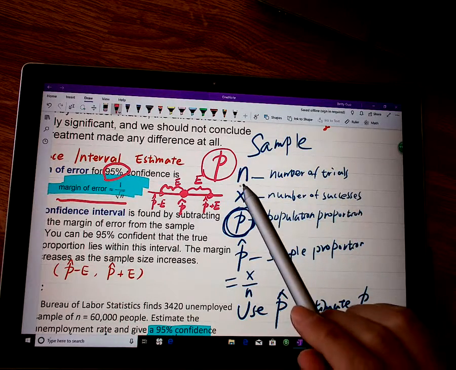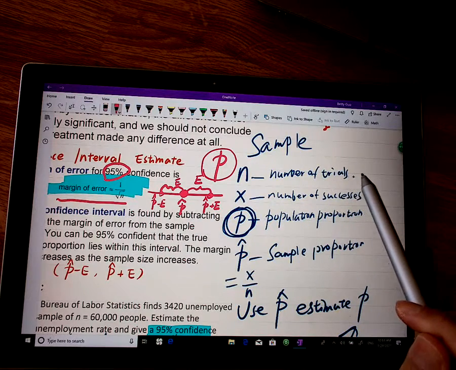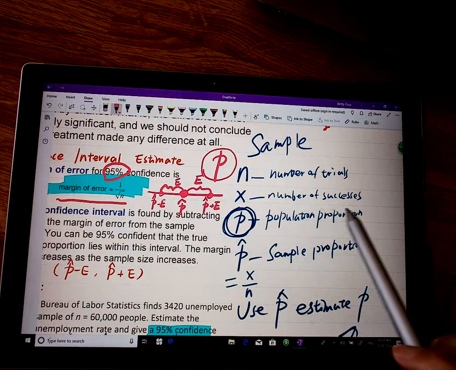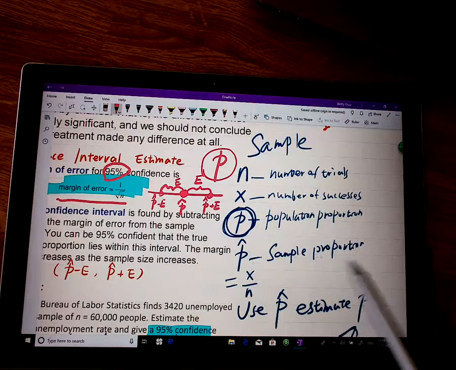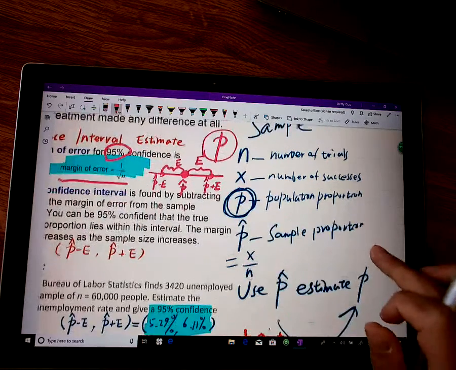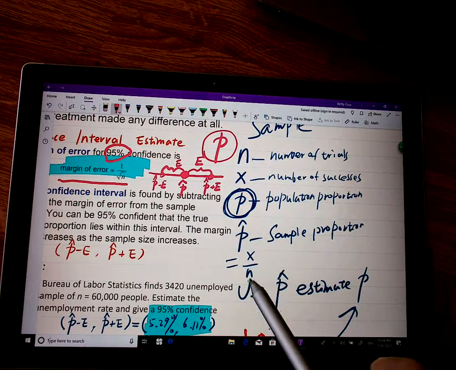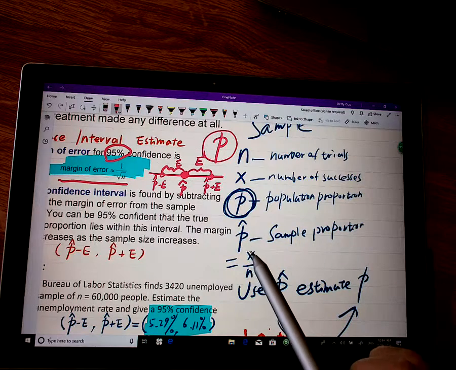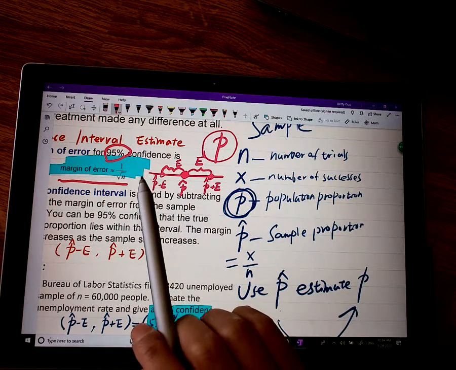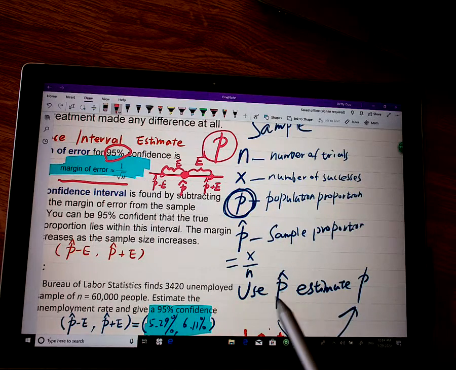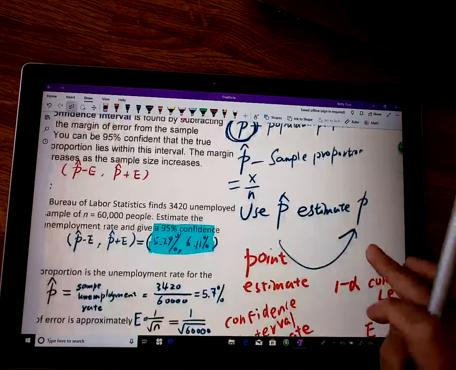Some notations: n, sample size or number of trials. I'll explain number of trials, okay? X, number of successes. P, population proportion. P hat, sample proportion. I want to stress the importance of this formula. We have seen this formula before. Sample proportion equals X over n. The confidence interval estimation actually is to use p hat to estimate p. To use p hat to estimate p. Okay.